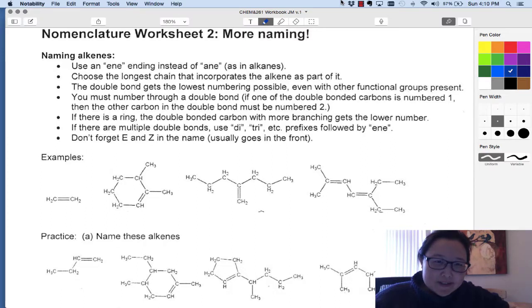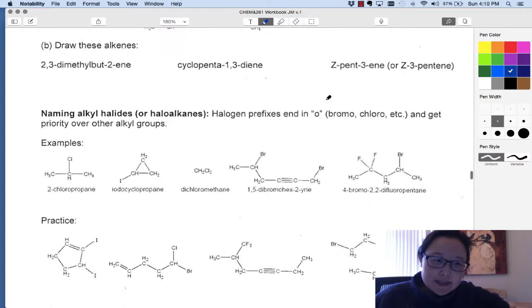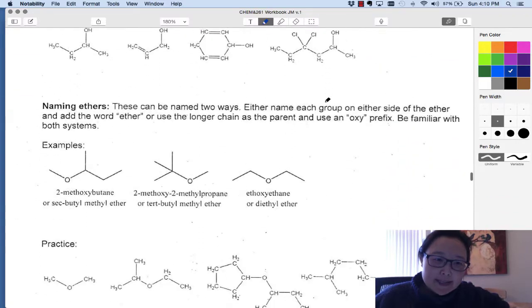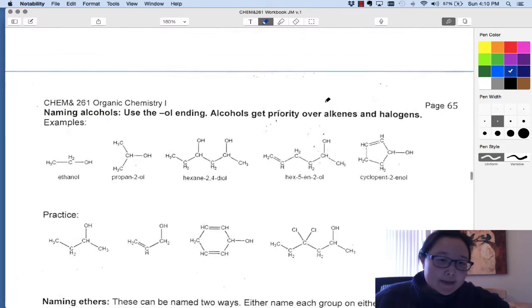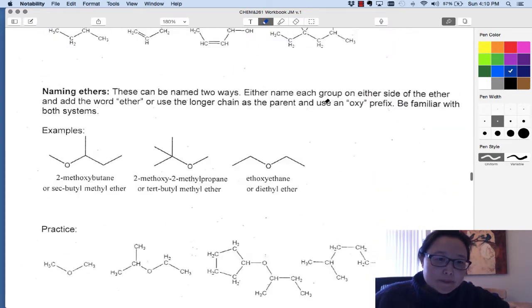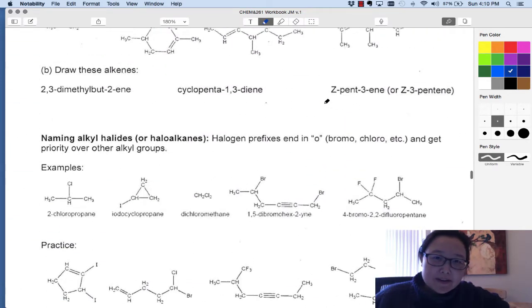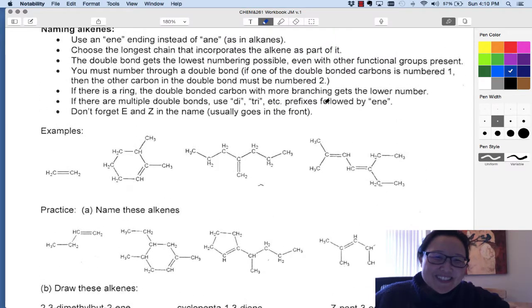Hi everyone, we're looking at nomenclature today. We did alkane nomenclature before, but now there's a few more functional groups I'd like you to be able to name. Mainly alkenes, alcohols, alkyl halides, and ethers. And that's because we're going to be learning about how to synthesize these, and it helps to know what they're called. Alright, so let's get started.